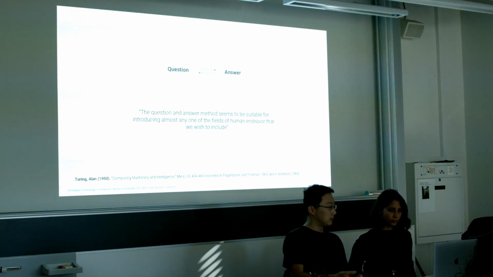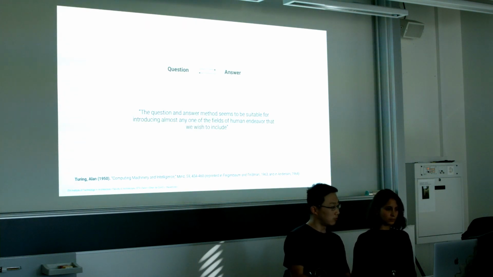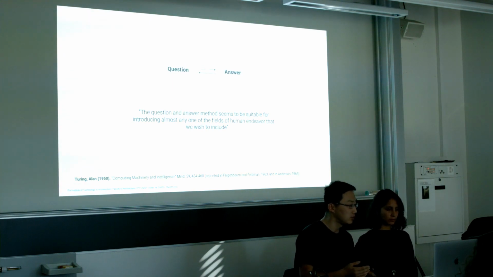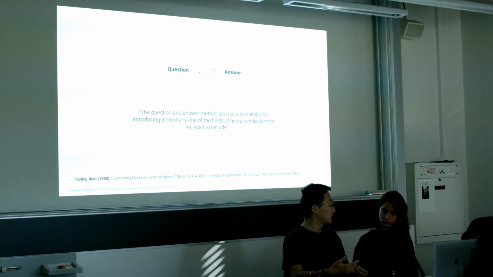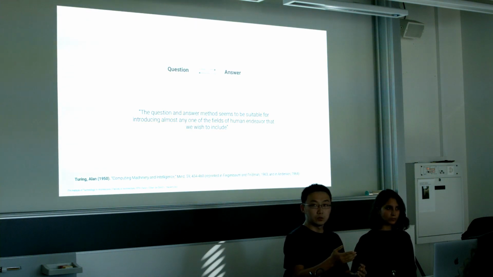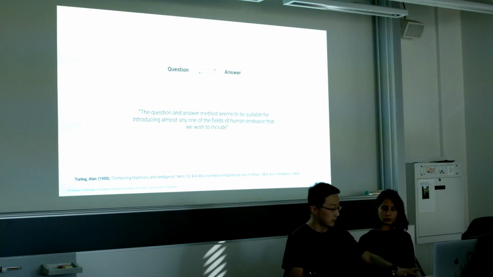And as Turing said, the question and answer method seems to be suitable for introducing almost any one of the fields of human endeavor that we wish to introduce. So basically this is the idea. And if the machine is capable of confusing the interpreter from determining if it is a machine or not, then we somehow believe that this machine acts intellectually.